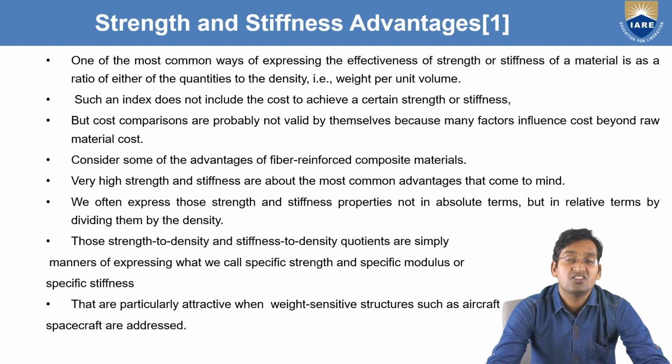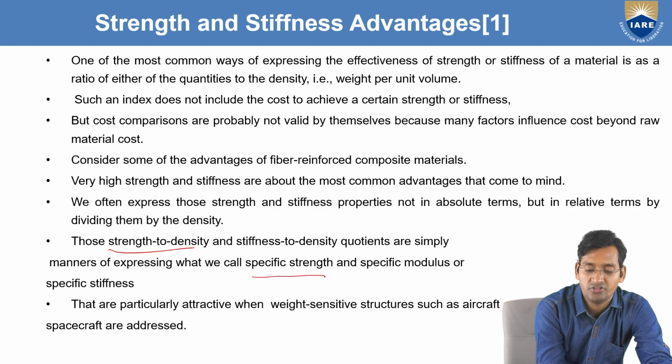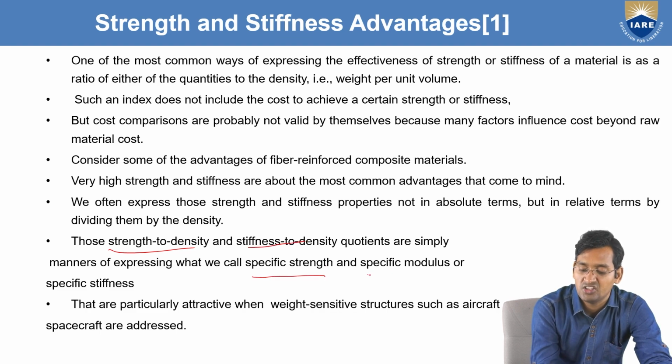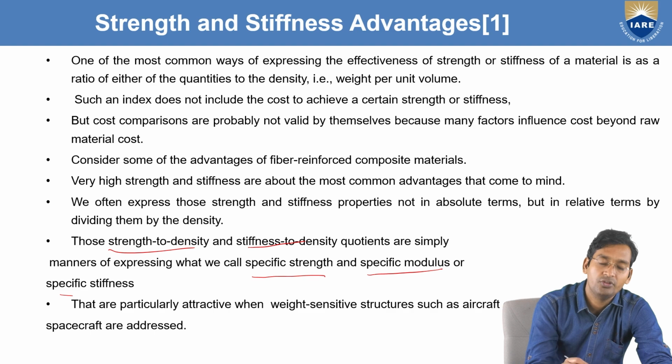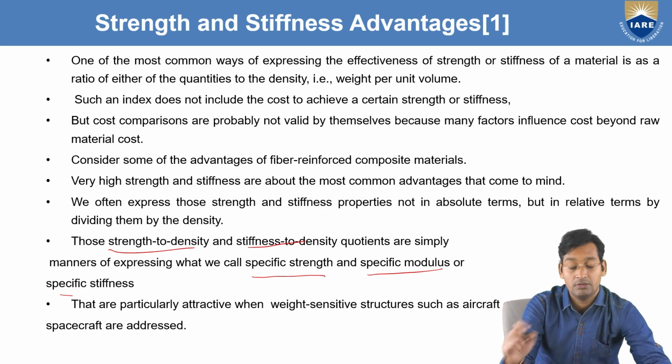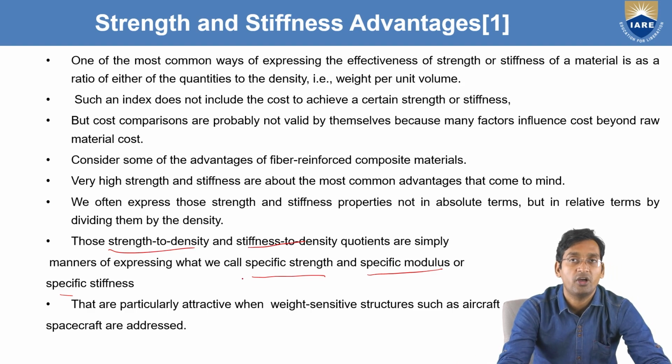Those strength to density and stiffness to density quotients are simply manners of expressing what we call specific strength and specific modulus or specific stiffness. So instead of strength to density, we can say specific strength, and stiffness to density as specific modulus or specific stiffness. These are particularly attractive when weight sensitive structures such as aircraft or spacecraft are addressed. Means when we are dealing with spacecraft where weight matters a lot, right? In that case, we use these things. Why? Because their density is low and strength is higher.